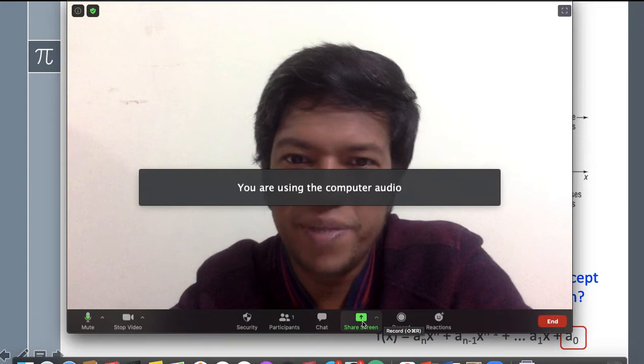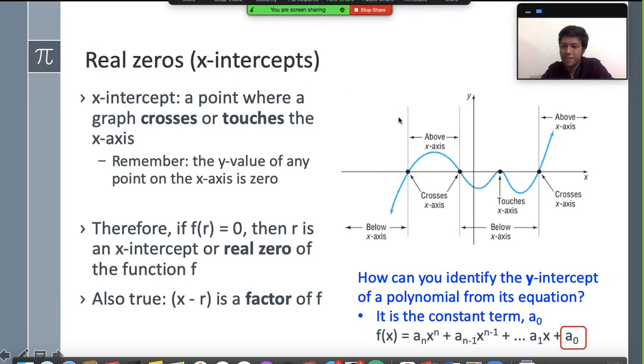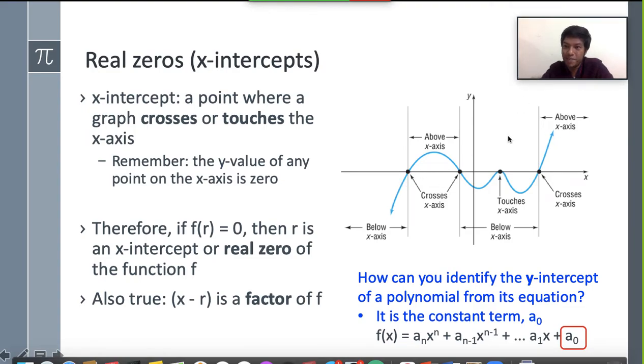So this is what happens sometimes when we are in class. But the good news is I'm actually recording it on my computer's built-in software. That's why even if Zoom kicks me out or anything happens in the world, it doesn't matter.